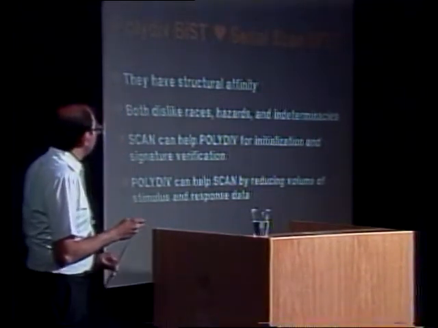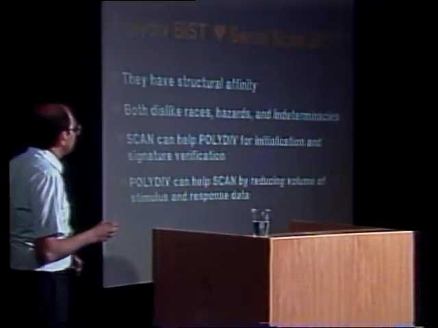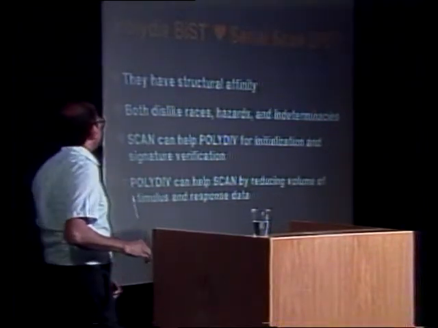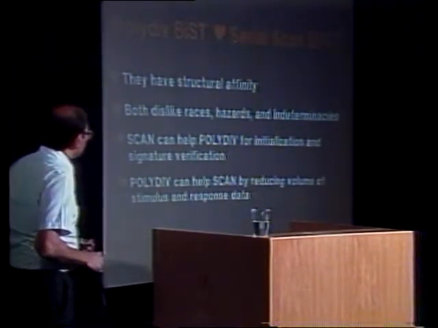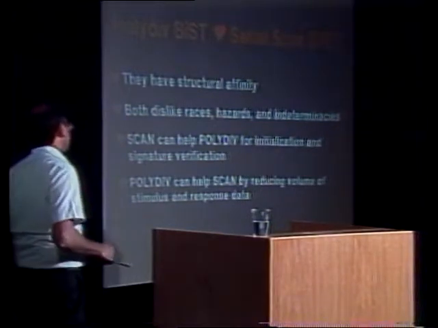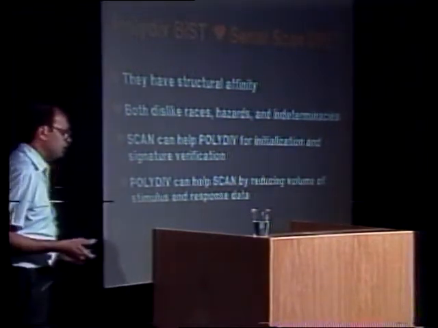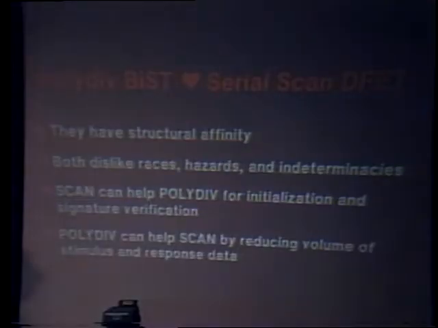The next issue is that built-in self-test and serial scan registers seem to be made for each other, because you remember in the morning Roy showed examples of how LFSR and test point flops are made. In other words, what I'm trying to say is they have structural affinity. Linear feedback shift registers are made around test point flops. Also, in both cases, we don't like races, hazards, and indeterminacies.